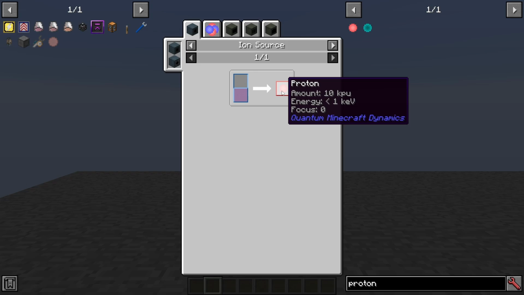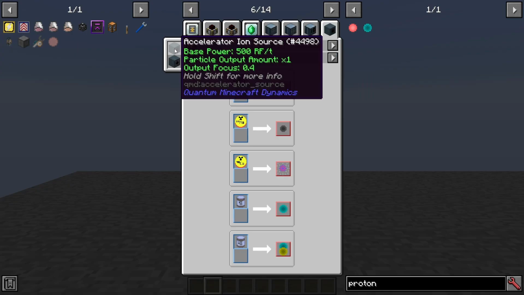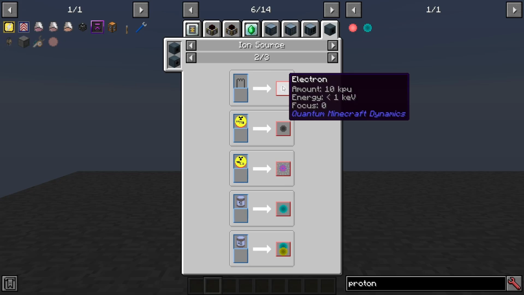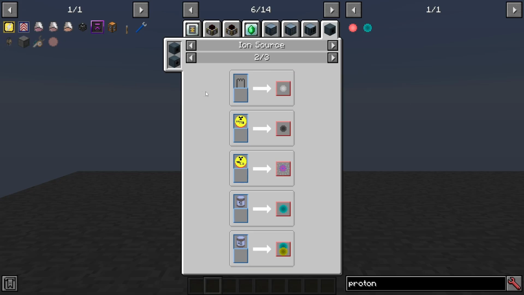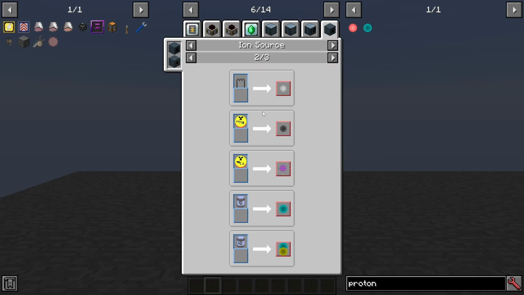To create a particle beam, all we need to do is input the relevant fluid or item into an accelerator's ion source. All particle beams start with a focus of 0.4 as well as an output amount of 10 kPu per tick and 0 energy. We can also use a laser ion source which outputs 20,000 Pu per tick, has an output focus of 0.2 and the energy again is still 0.